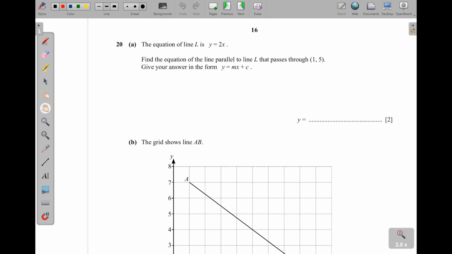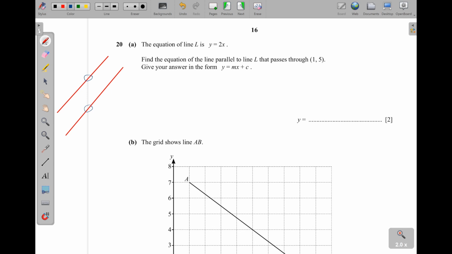Next, number 20, this one is coming from coordinate geometry, 20 part A. They are saying the equation of line L is y is equal to 2x. Find the equation of the line parallel to L that passes through (1, 5). Now, for lines which are parallel, they have the same gradient. What is different for them is where they cut the y-axis, okay?